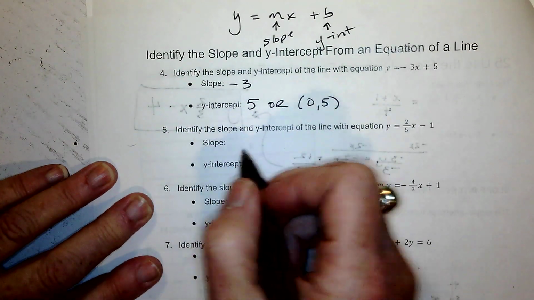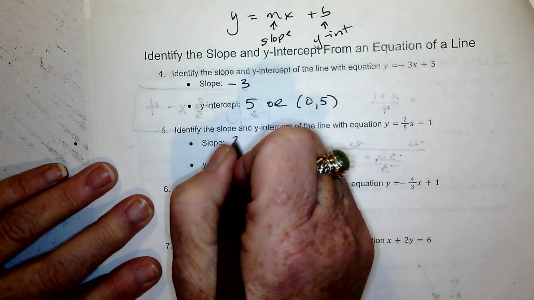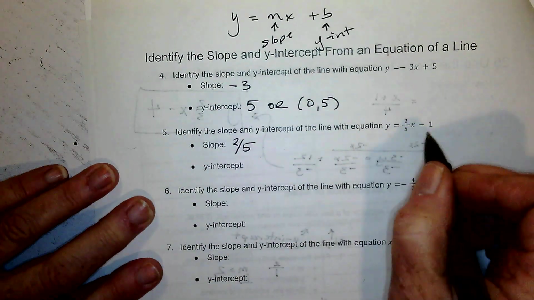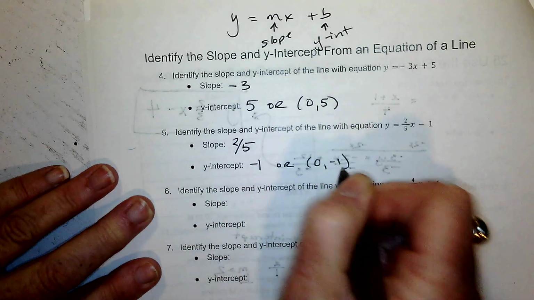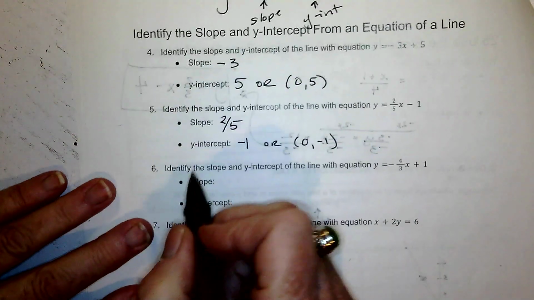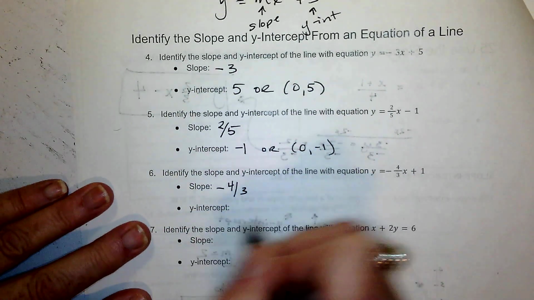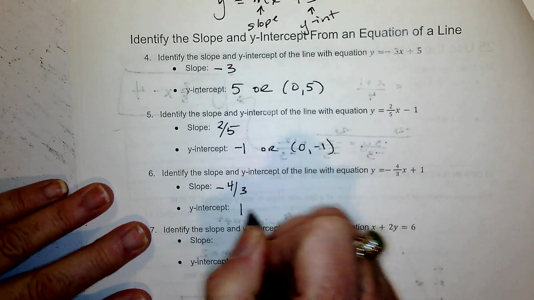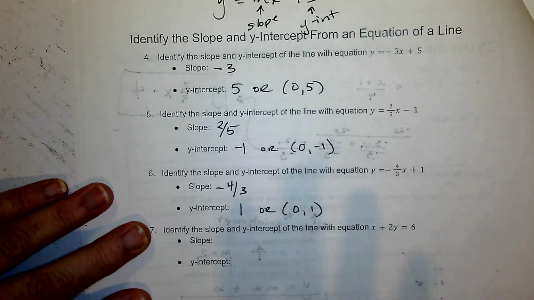So our slope for this one is the coefficient, the number in front of x, which is 2/5, and the y-intercept is -1, or you can write (0, -1). The next one is the slope is -4/3, and the y-intercept is +1, or again, you can write (0, 1). Now the next one's different.